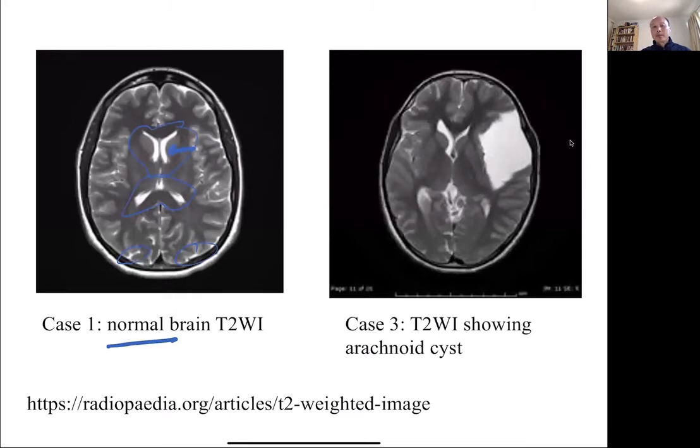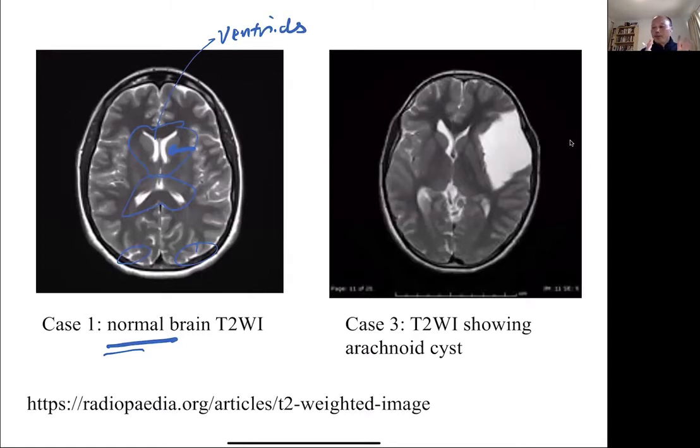Remember, it's basically a fluid. And remember, fluids have very high tumbling rates. So they're going to have very high T2 because of the motional averaging. Right. So this is a normal brain. And so you expect to see the CSF. These are the ventricles here that you see in the middle of the brain. This person looks like a nice, young, healthy person.